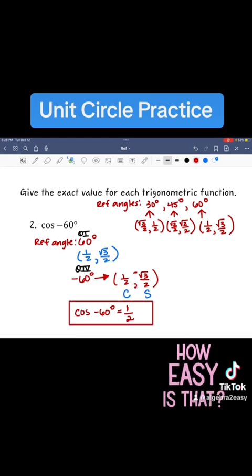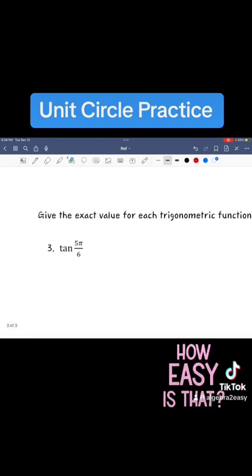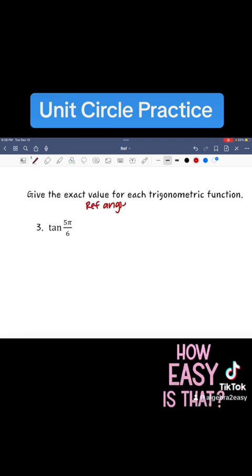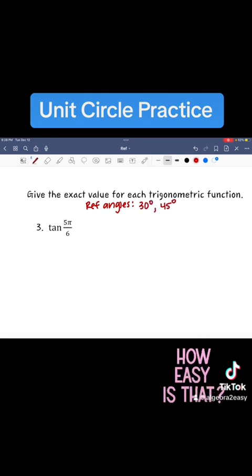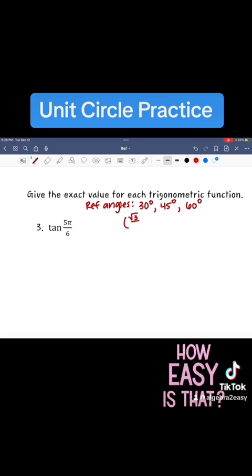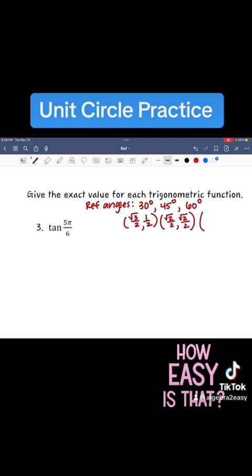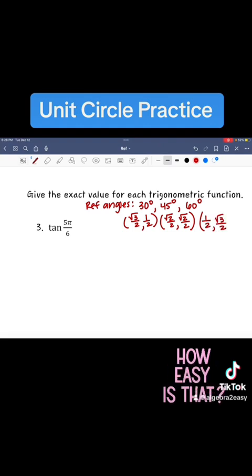We're going to do one last problem. This time we're going to use tangent. Again, go ahead and write those reference angles down. 30 degrees, 45 degrees, 60 degrees. Ordered pair was radical 3/2 for 30 and then 1/2. For 45, it was radical 2/2 and then radical 2/2. And then last for 60, it was 1/2, radical 3/2.